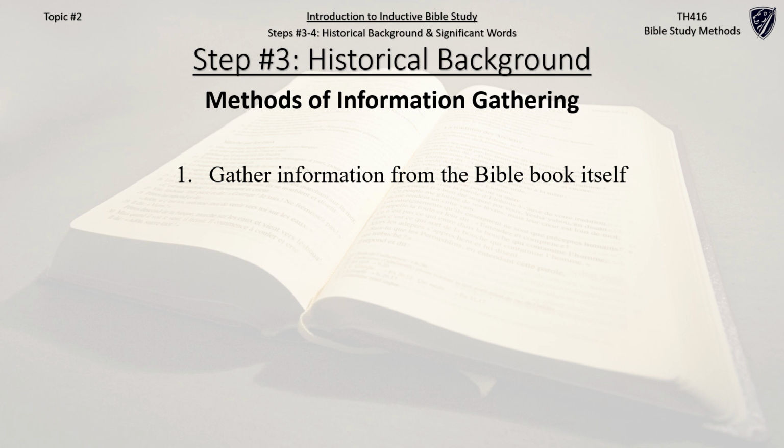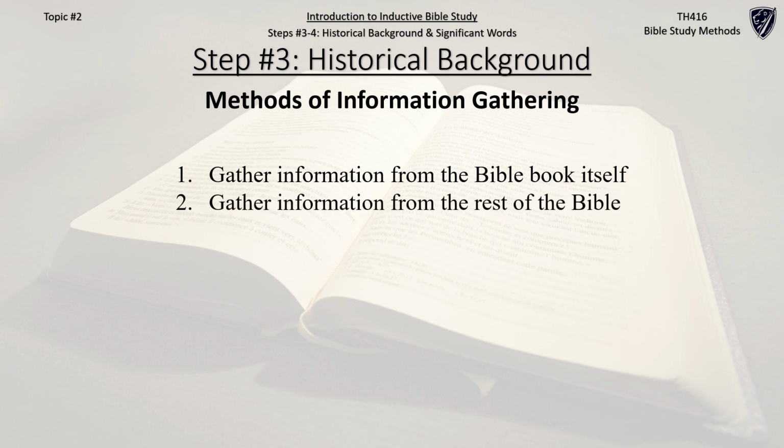And that can be done through a variety of different ways, usually through concordances and reading through that particular Bible book itself. So start with that individual Bible book that you're looking at, that you're studying, and look through that to find historical background information first. Secondly, gather information from the rest of the Bible. So this is where you would use a concordance and you would search through the rest of the scriptures to see what else is said about this if it's at a particular time frame.